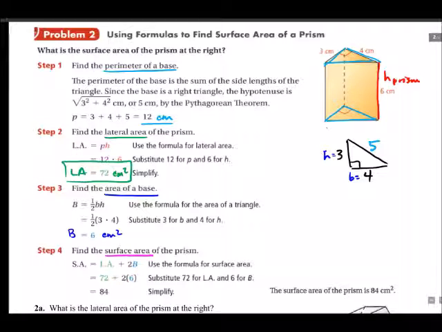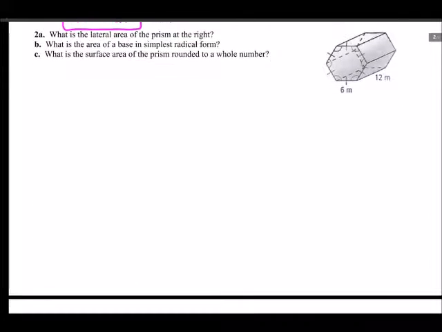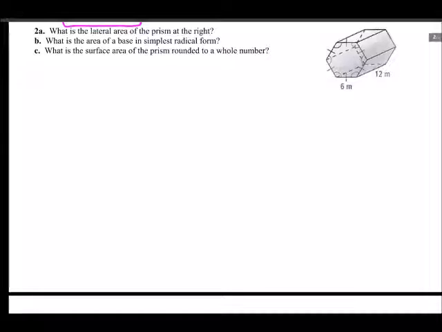Remember, surface area is lateral area plus 2 times the area of the base, because there's two bases. So our surface area is now 84 centimeters squared. So that's a lot easier than doing out all of the net. So it looks like it's your turn. Go ahead, pause the video, do one step at a time, and I think you'll be able to do the next problem.